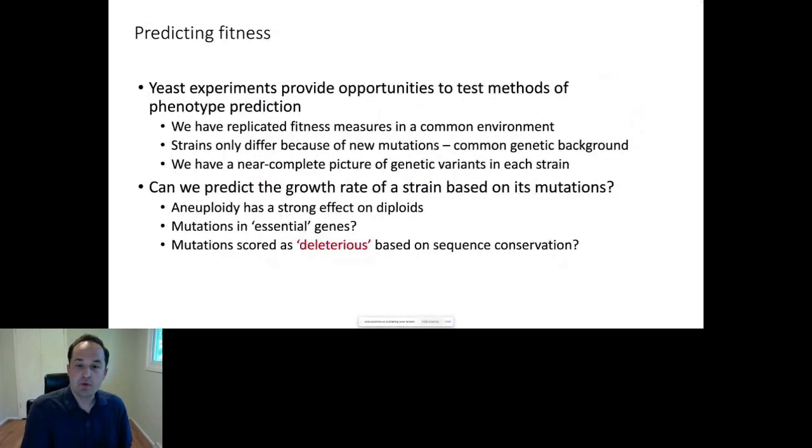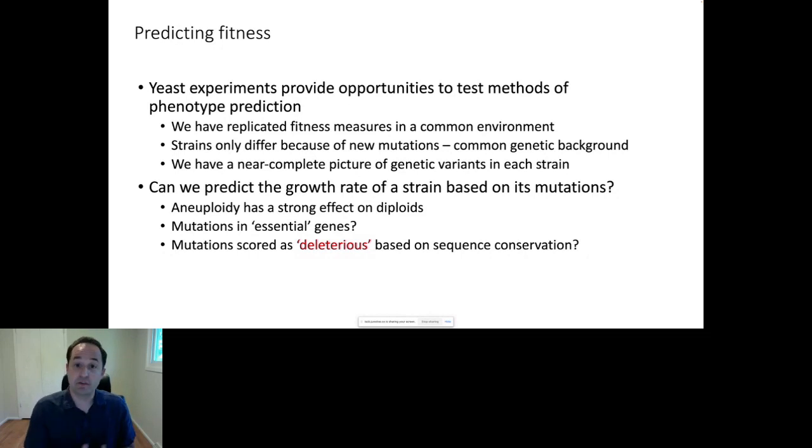So we want to try to do a better job of predicting the fitness or growth rates of our strains, given that we know what's going on in the genome of each of these strains. And so yeast experiments should give us a good opportunity to test methods like that.